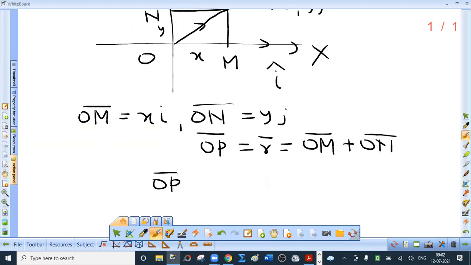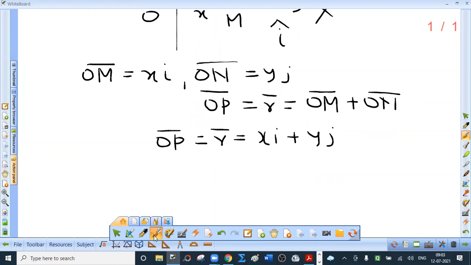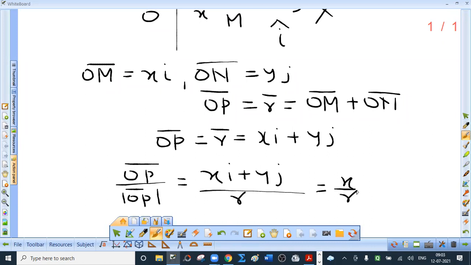So what is OP bar? OP bar is finally x i cap plus y j cap. So this is a vector in 2D. Now can you tell me the unit vector in the direction of OP bar? It is OP bar upon mod of OP bar. Now mod of OP bar is OP. OP is basically the distance between two points, origin and P(x, y). We know that it is nothing but root x square plus y square. So the unit vector in the direction of OP bar is OP bar upon mod of OP bar. So it is x i plus y j upon mod of OP bar, that is r. So x upon r i cap plus y upon r j cap. Is that clear? So this is nothing but the position vector of a point in the plane.